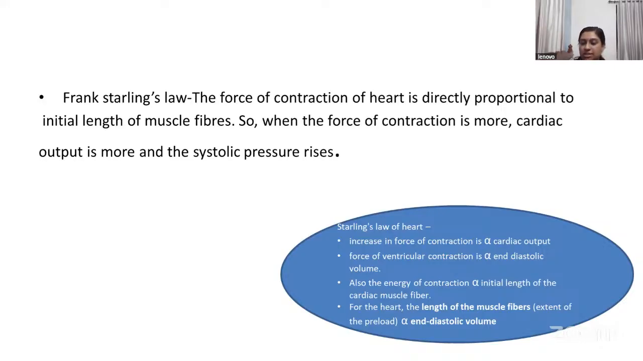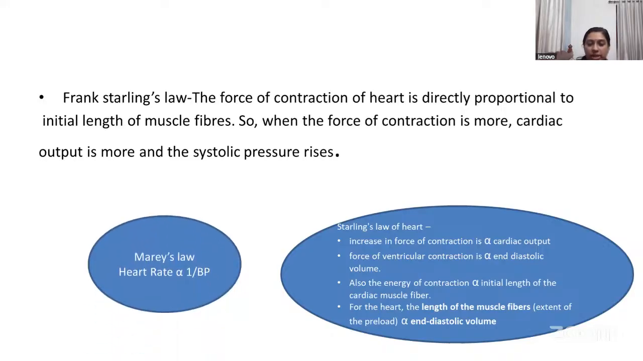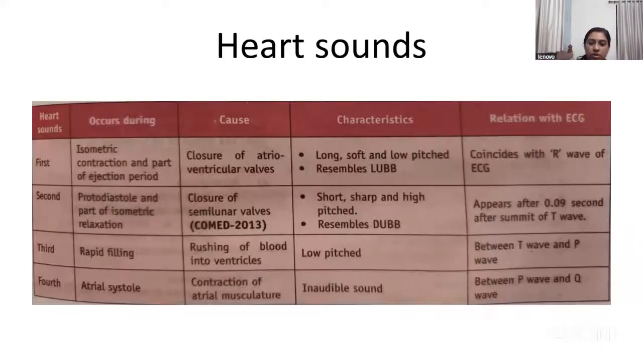Increase in the force of contraction is directly proportional to the cardiac output. Also, the force of ventricular contraction is directly proportional to the end diastolic volume. Also, the energy of contraction is directly proportional to the initial length of the cardiac fiber. These are all assumptions which can be derived from Starling's law of the heart. And for the heart, the length of muscle fibers, or the extent of preload, is directly proportional to the end diastolic volume. Another law is Marey's law: heart rate is inversely proportional to the blood pressure. So next is heart sounds.